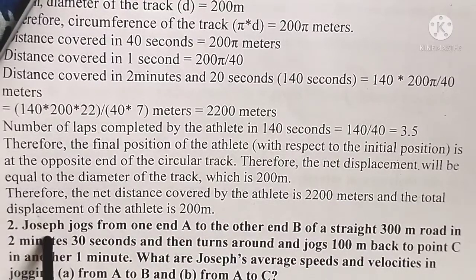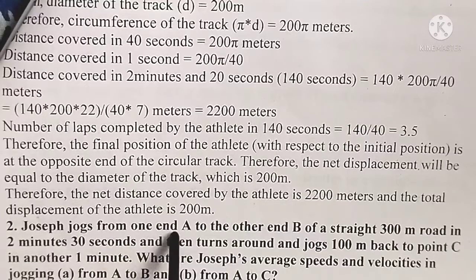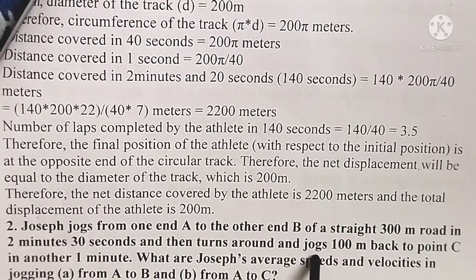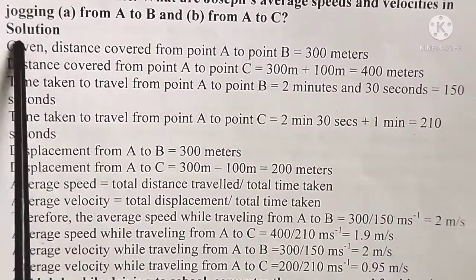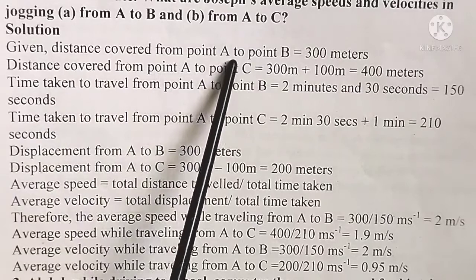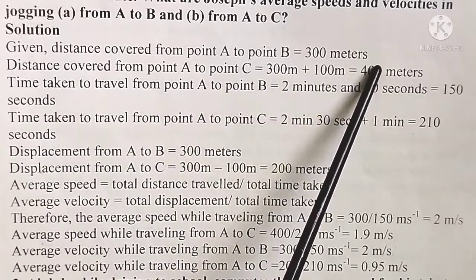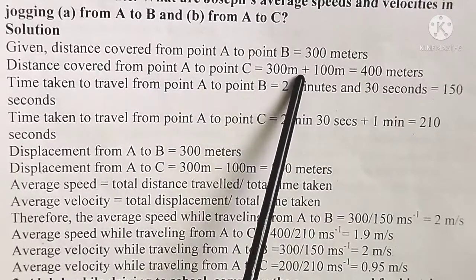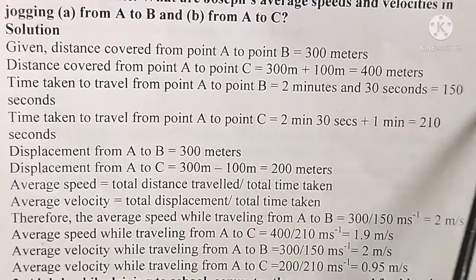Second one: Joseph jogs from one end A to the other end B of a straight 300 meter road in 2 minutes 30 seconds and then turns around and jogs 100 meters back to point C in another 1 minute. What are Joseph's average speeds and velocities in jogging from A to B and from A to C? Solution. Given distance covered from point A to point B is equal to 300 meters. Distance covered from point A to point C is 300 meters plus 100 meters, that is equal to 400 meters.